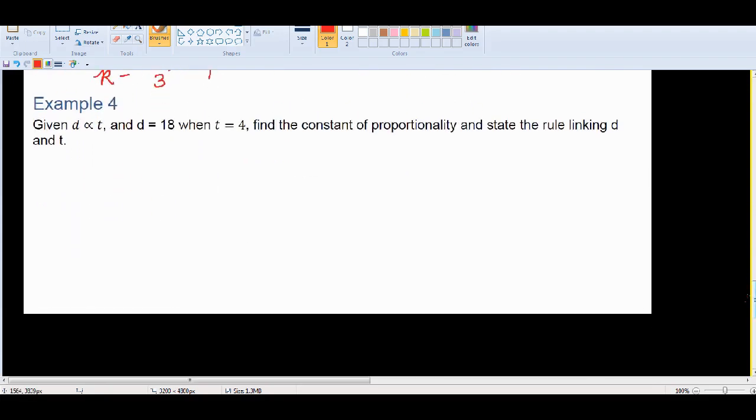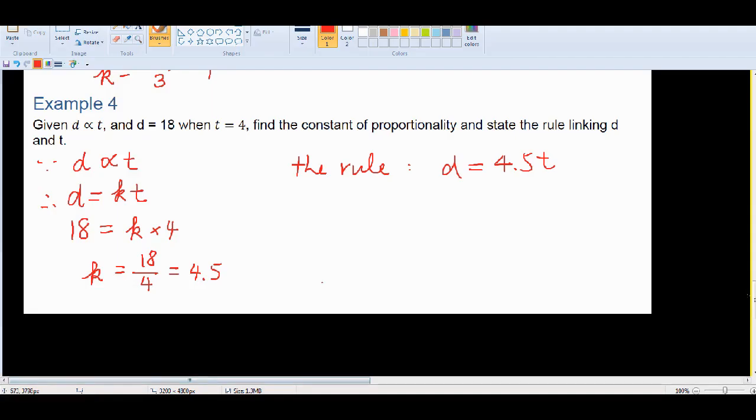Okay, so example 4 is very similar to example 3. So possibly for you to take some time, try to do it. Okay, and we'll come back and check the answer, right? Possibly you need at least 5 minutes to do this one. Okay, here's the rule. It's quite simple, isn't it?